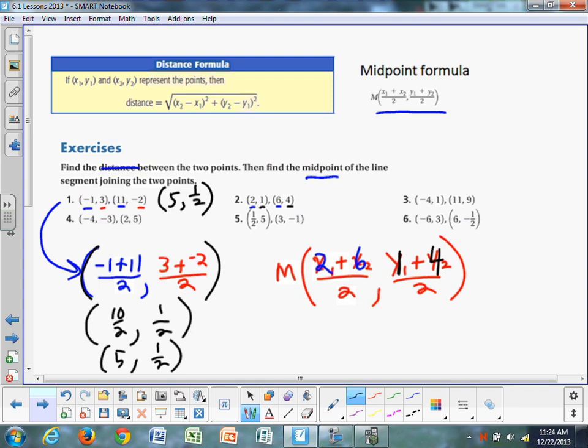So we get 2 plus 6 is 8 divided by 2. And we get 1 plus 4 is 5 divided by 2. And then I can just simplify: 8 divided by 2 is 4, and 5 divided by 2 is 2.5.